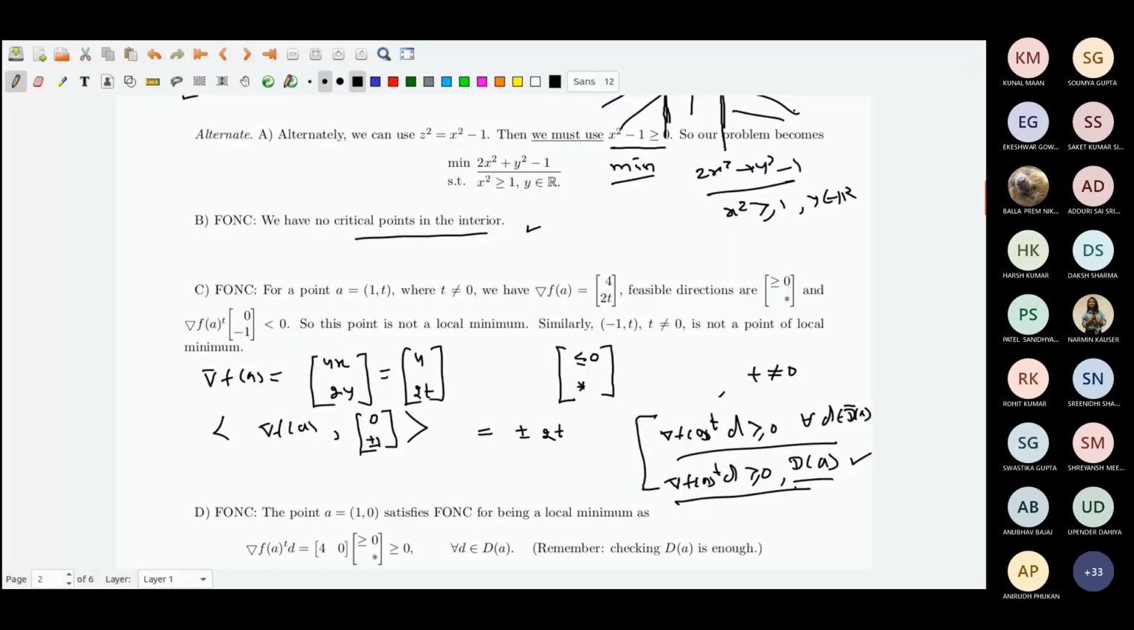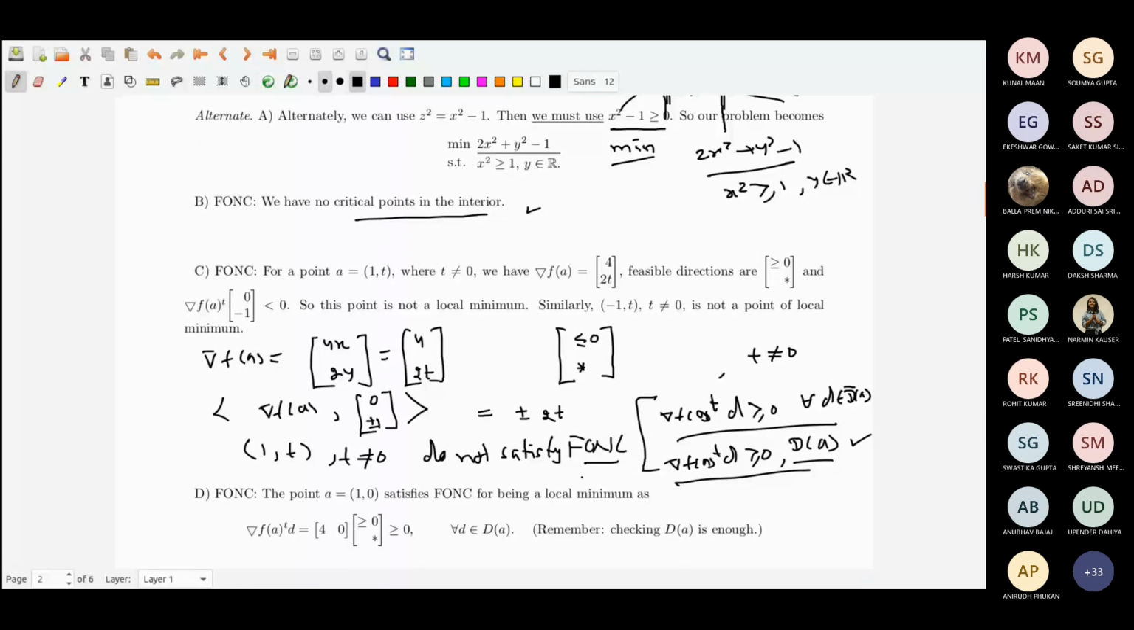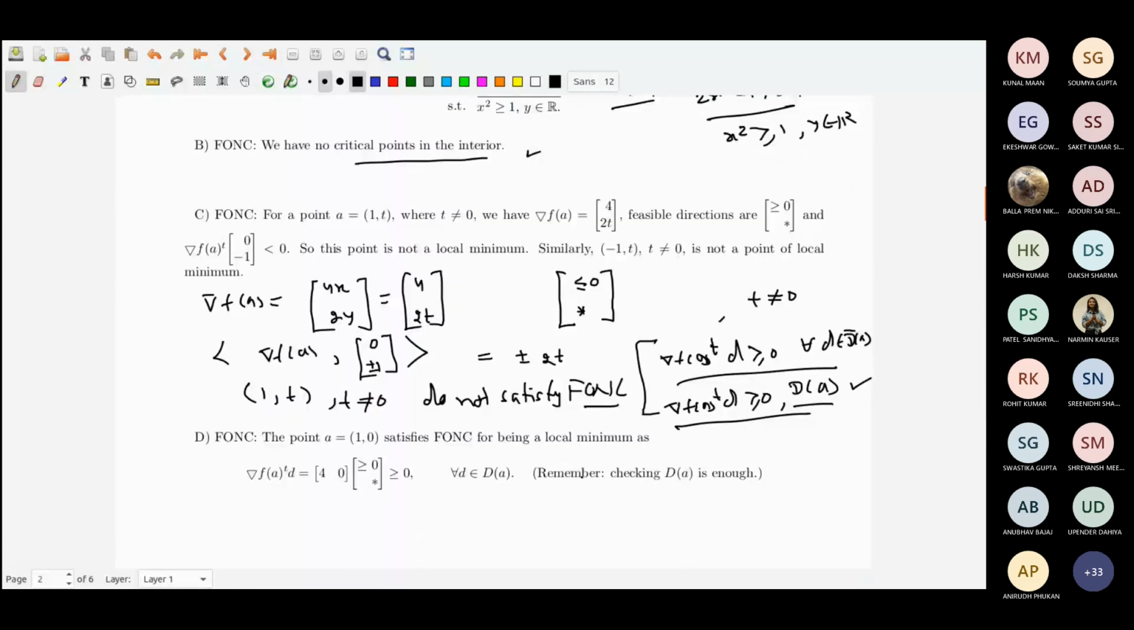Anyway, what we saw here is that the points of the form 1 comma t where t is not equal to 0 do not satisfy the first order condition. You can similarly show that the other side, minus 1 comma t, also will not satisfy.